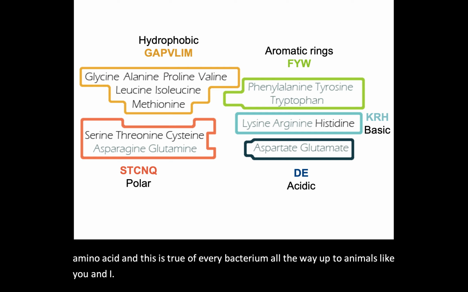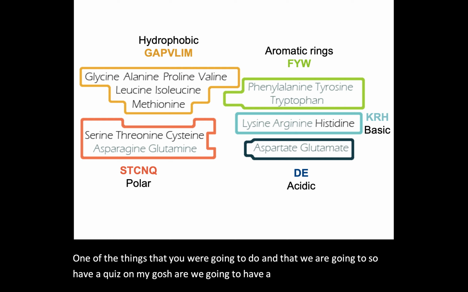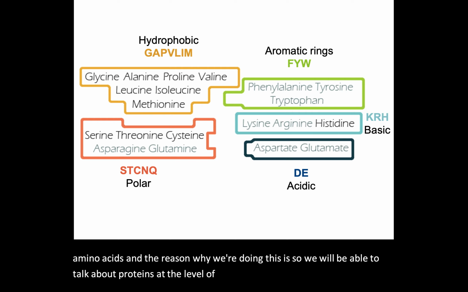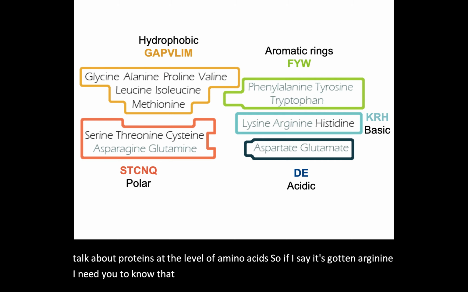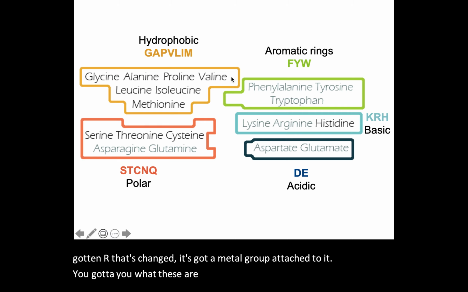Okay, so one of the things that you are going to do, and that we are going to have a quiz on, oh my gosh, are we going to have a quiz on this, is going to be amino acids. And the reason why we're doing this is so we will be able to talk about proteins at the level of amino acids. So if I say it's got an arginine, I need you to know what that is. Or if I say it's got an R that's changed, that's got a methyl group attached to it, you gotta know what these are. So let's break these down.